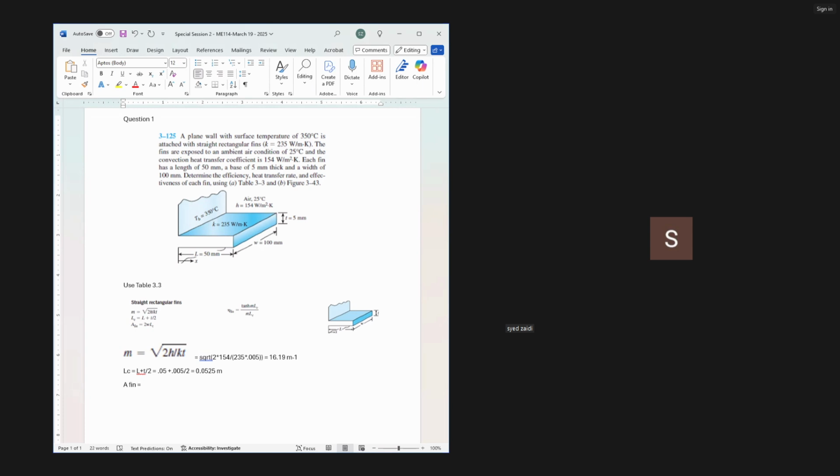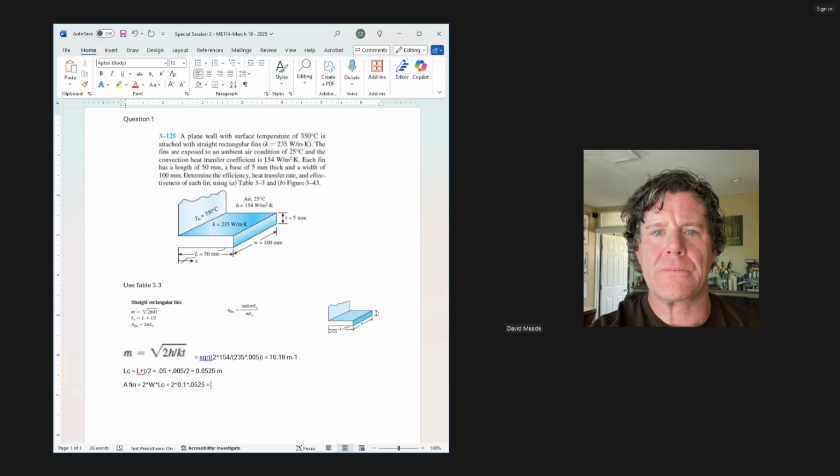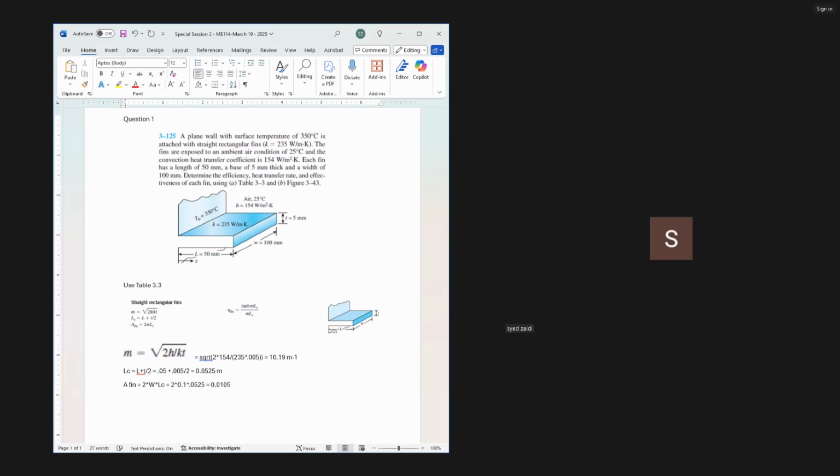Fin area is 2 multiplied by width multiplied by characteristic length. So how much does this get? It is 2 multiplied by width, which is 0.1, and multiplied by LC, which is 0.0525. So how much do we get for this one? 0.0105, which is meter square. Okay, so these are all the values.